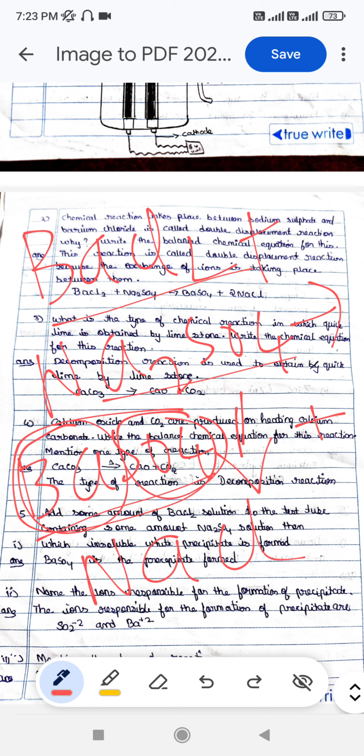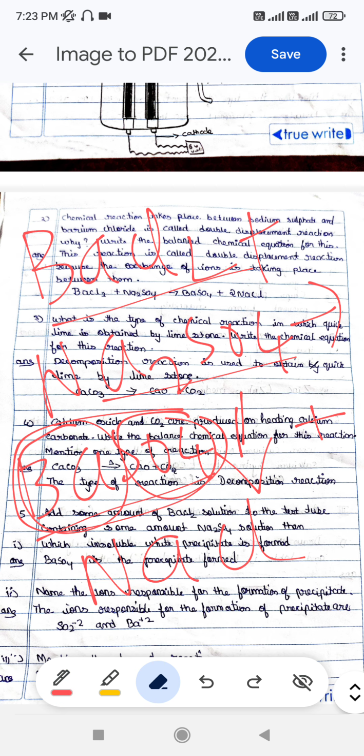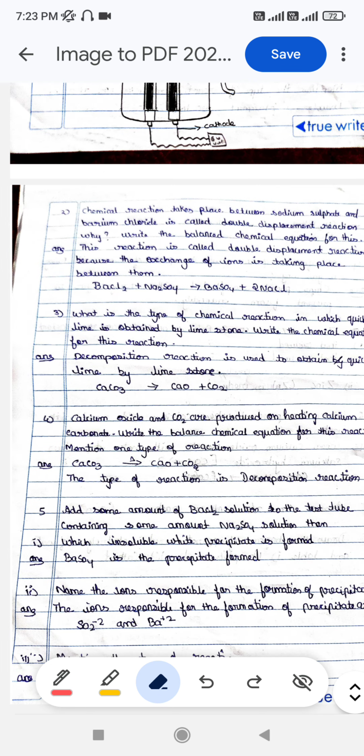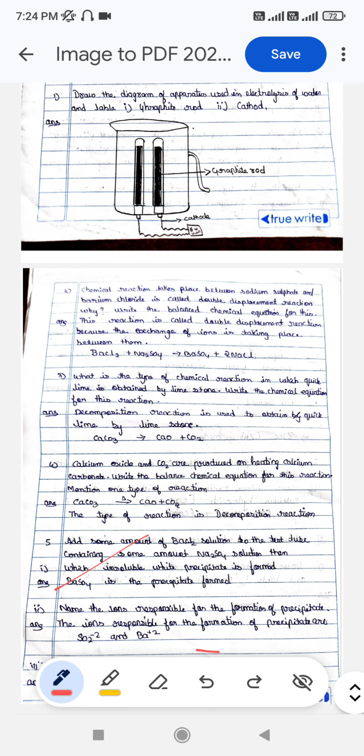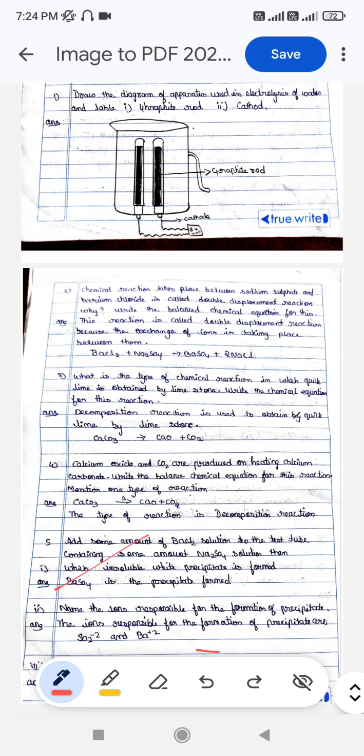We already discussed the same question in the second part of this section, and they are asking the same question again in a different manner, and the answer is also the same. Okay, first question: which insoluble precipitate is formed? Barium sulfate is the precipitate formed, right? Name the ions responsible for the formation of the precipitate. Sulfate ions and barium ions, correct?